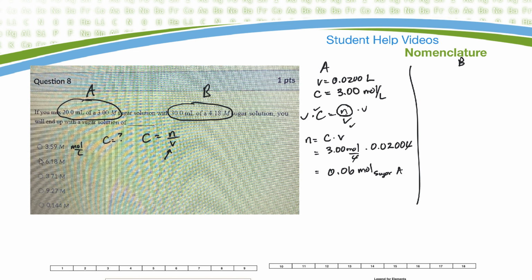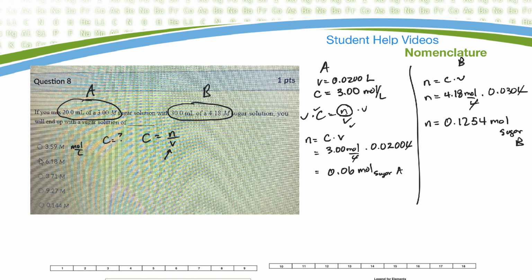So if I do B, the same thing, moles are going to be equal to C times V. The concentration of the second one is 4.18 moles per liter, and the volume is 0.030 liters. Liters cancel. So I multiply 4.18 times 0.03, and that gives me 0.1254 moles. And that's how many moles of sugar I have in solution B.